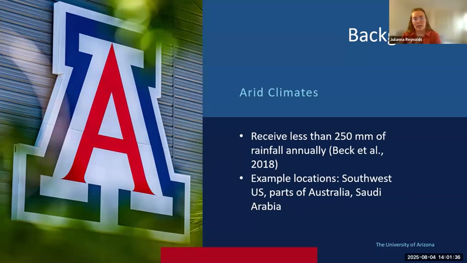So a little bit of background, arid climates receive less than 250 millimeters of rainfall annually. That arid classification also comes from metrics such as temperature and vegetation, but mainly rainfall amounts. Example locations include the Southwest US, including Phoenix, Tucson, Albuquerque, New Mexico, parts of Nevada, and the internal areas of Australia and Saudi Arabia, just to name a few.